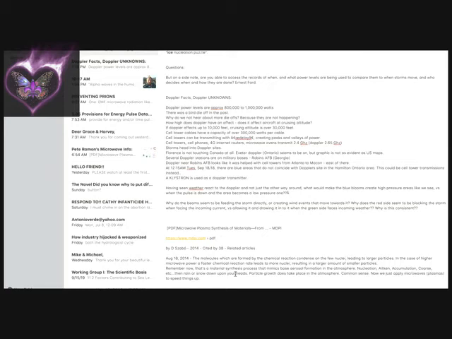Remember that's a material synthesis process that mimics base aerosol formation in the atmosphere: nucleation, Aitken, accumulation, coarse, etc., that then rain or snow down upon your heads. Particle growth does take place in the atmosphere. Common sense. Now we just apply microwaves, plasmas, to speed things up. Okay, and there you have it.